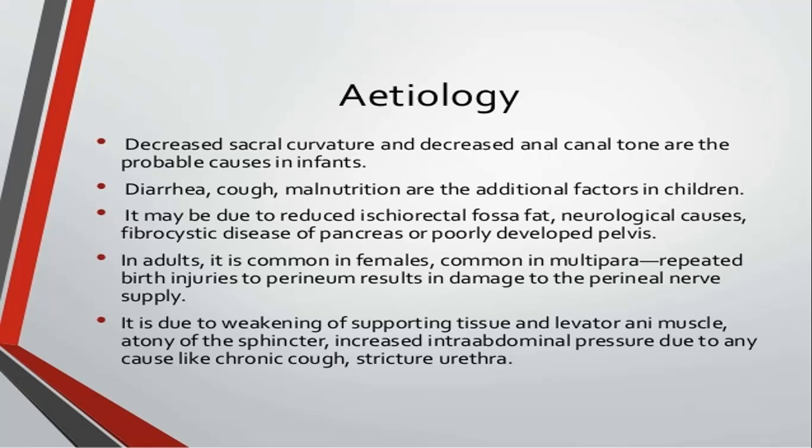So the intra-abdominal pressure can be caused not only by cough, but also by stricture in the urethra. The stricture in the urethra occurs in a UTI, in urethral injuries, and from any stone which can cause a scar. A scar makes a fibrotic stricture in the urethra, which decreases the urine flow, and due to the stricture it can increase intra-abdominal pressure. So you can link the etiology with only two things: decreased sacral curvature or decreased anal canal tone, and associated factors which can create intra-abdominal pressure, or atony of the sphincter or weakening of the supporting tissue.